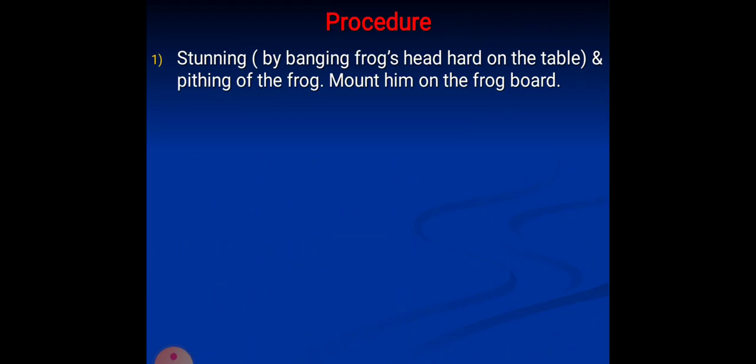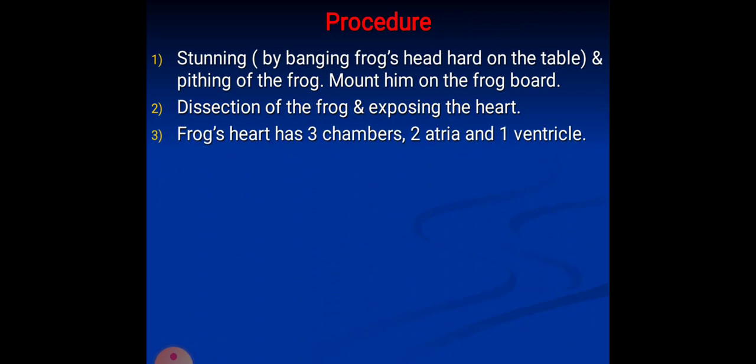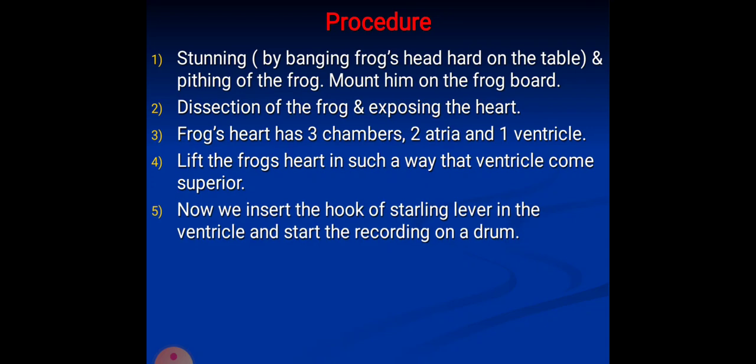Now we mount the frog on the frog board, then dissection of the frog is carried out and the heart is exposed. The frog's heart has 3 chambers, 2 atria and 1 ventricle, unlike the human heart. Lift the frog's heart in such a way that the ventricle comes superior. We'll see how it looks in the next diagram. Now we insert the hook of the starling lever in the ventricle and start recording on the drum.